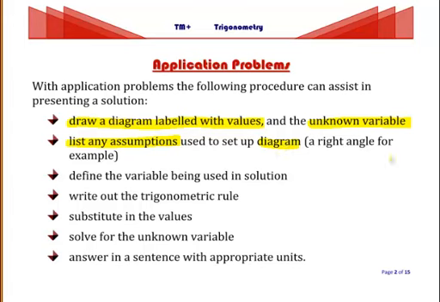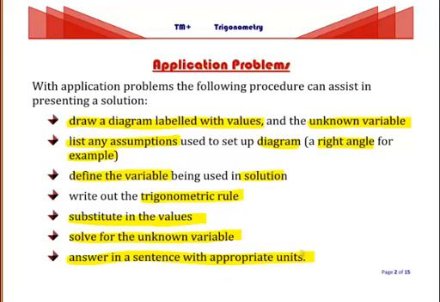So with what we're doing in this trig, you're going to have a right angle somewhere. Okay, so where is it? Define the variable being used in the solution. Write out the trigonometric rule you're going to have to use. Substitute in the values. Solve for the unknown variable. And answer in a sentence with appropriate units. If you have a worded question, you should always answer with the worded answer.